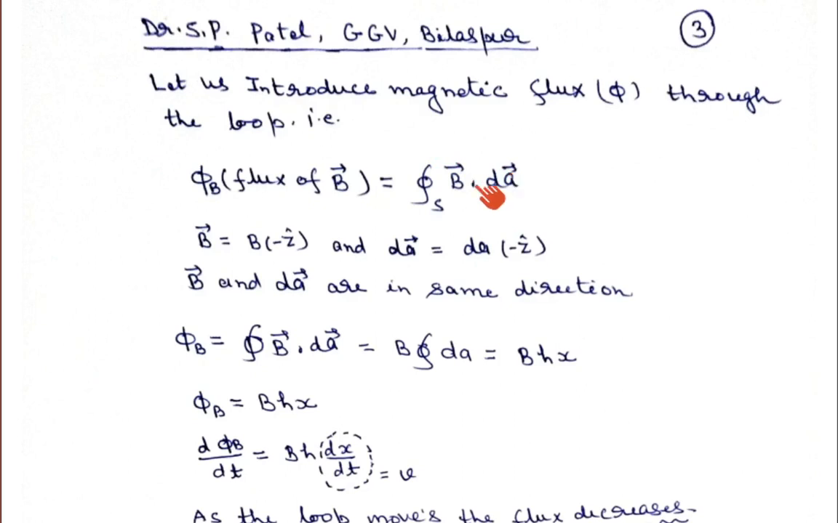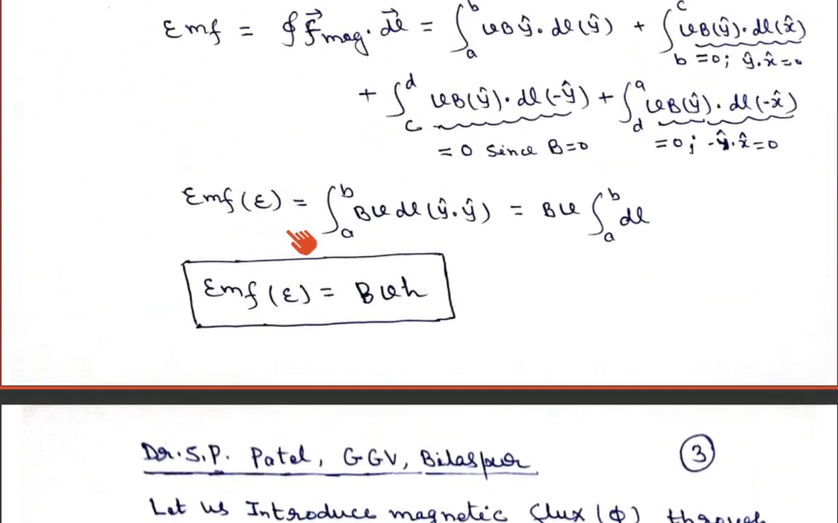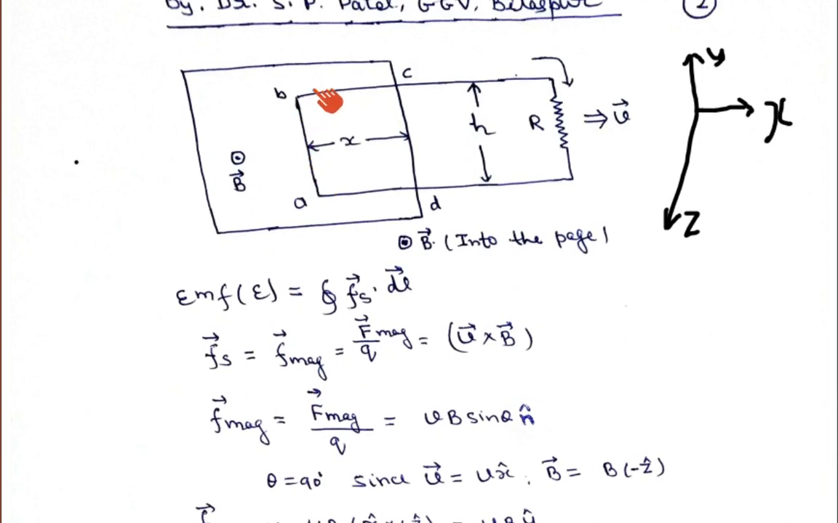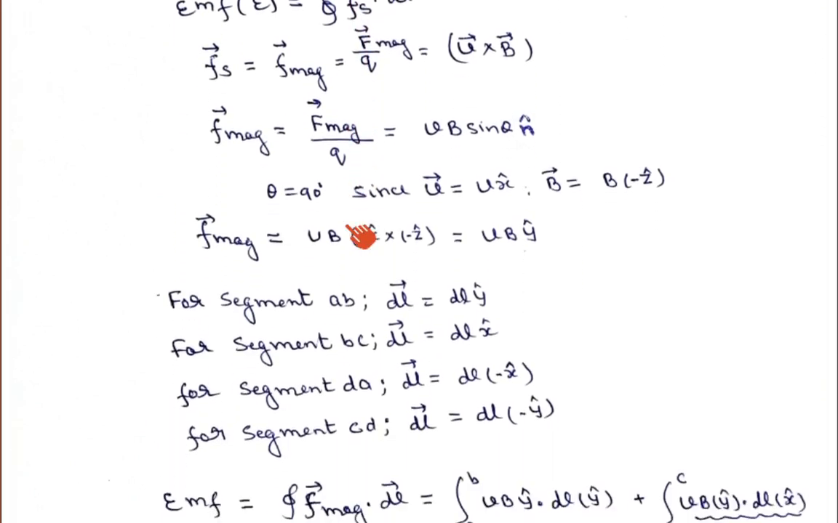In the present circuit case, B is along the minus z unit vector direction. For the area vector, we are basically moving A to B to C to D to A in this direction. If we had moved in the other direction, the area should point in the plus z direction, but we are moving in this direction, so the area vector will be along the minus z direction.